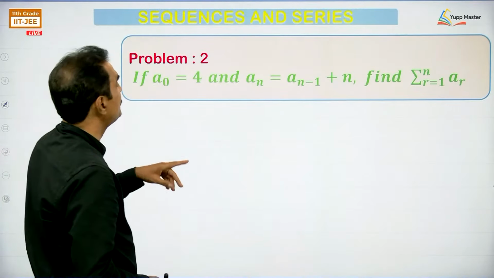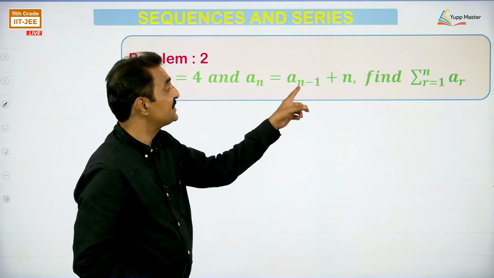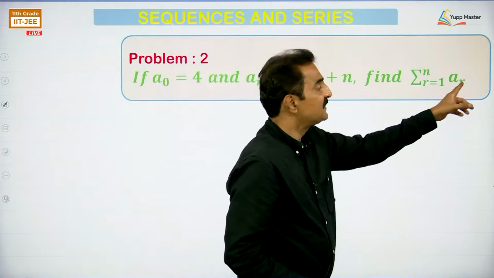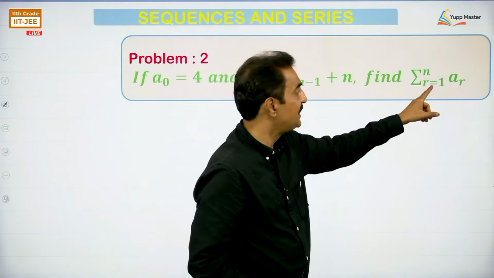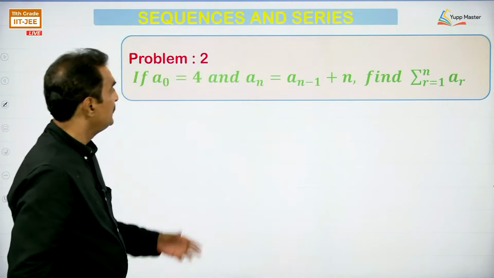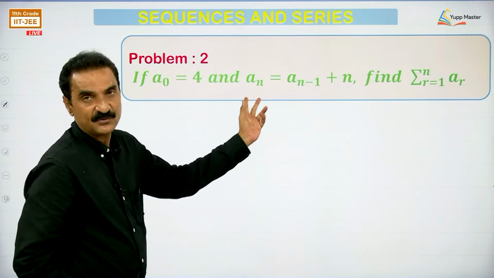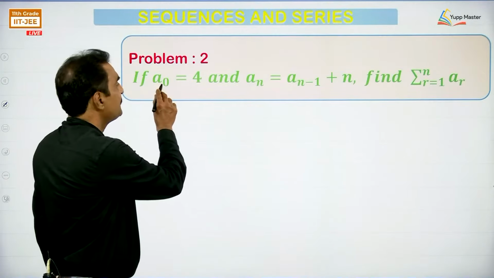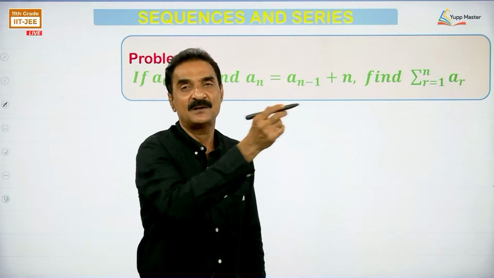If a0 is equal to 4 and an is equal to a n minus 1 plus n, find the sum of the terms a1, a2, a3 and so on up to an. That is, sigma r varies from 1 to n. The recurrence relation is given between an and an minus 1, two consecutive terms. So using this recurrence relation, from a0 you can find a1, from a1 you can find a2 and so on.